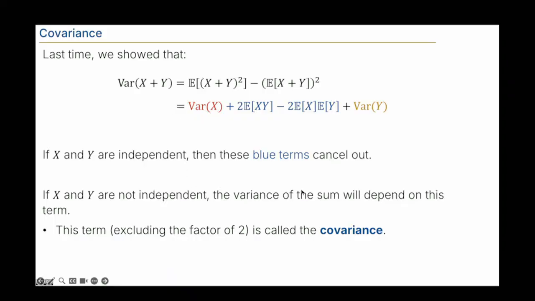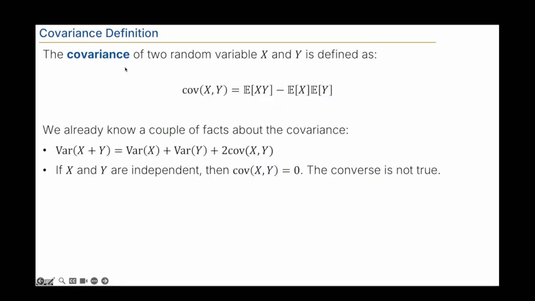But if they're not independent, the sum is going to depend on that term, and this term is called the covariance. Actually, this right here is 2 times the covariance. The covariance of two random variables X and Y is defined as the expectation of the product minus the product of the expectations. In general, the variance of the sum of two random variables is the separate variances plus 2 times the covariance. If they're independent, the covariance is 0. As we'll see later, the converse is not true: 0 covariance doesn't necessarily mean you're independent, but if you're independent, there is no covariance.